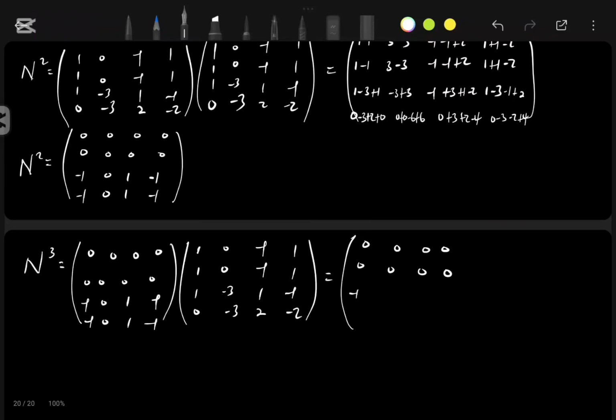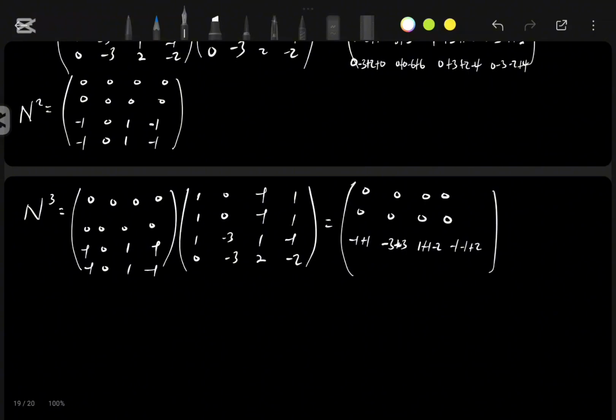We have minus 1 plus 0 plus 1 plus 0. 0 plus 0 minus 3 plus 3. We have 1 plus 1 minus 2. And you have minus 1 plus 2. So the same thing will be for the next row. So you have minus 1 plus 1, minus 3 plus 3, 1 plus 1 minus 2, minus 1 plus 2. So N cubed will just be zeros.